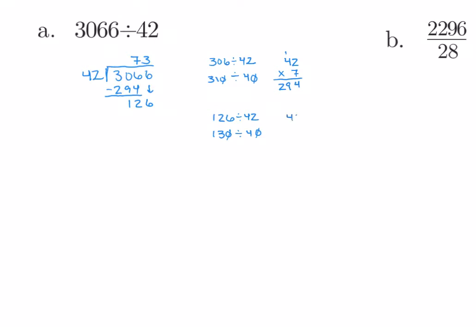And if we multiply 42 times 3, we get 3 times 2 is 6, 3 times 4 is 12. So we get 126. We can't subtract further. The result of our subtraction is smaller than what we divided by, and in fact it divides evenly. So this answer is going to be 73.